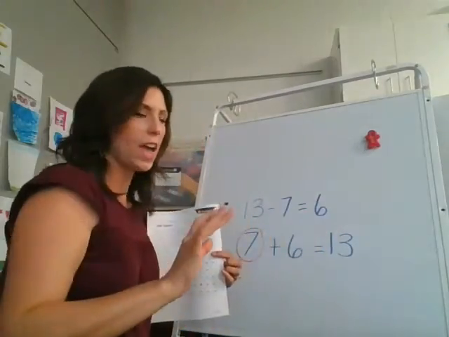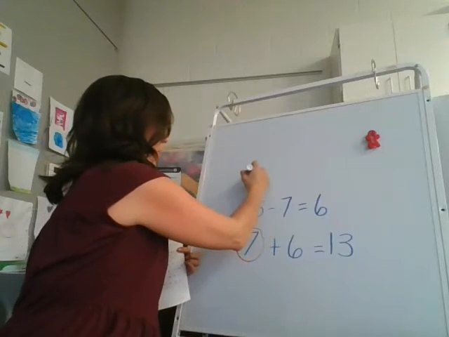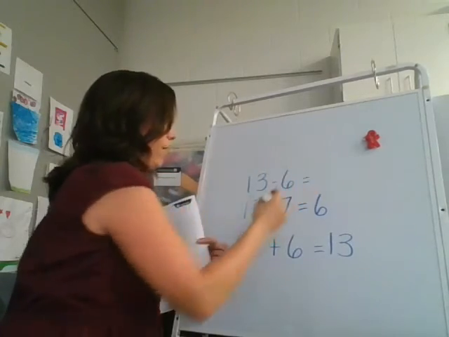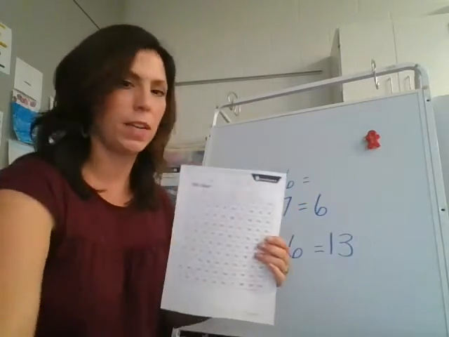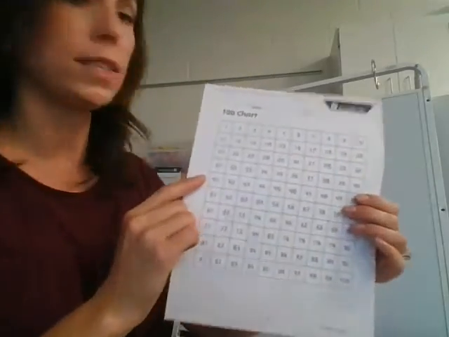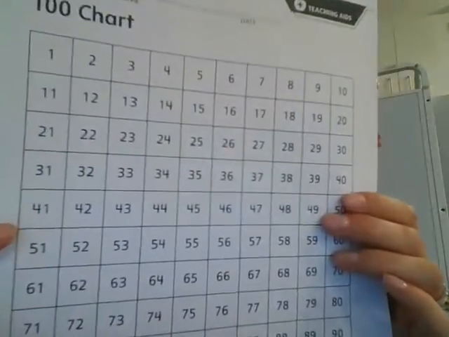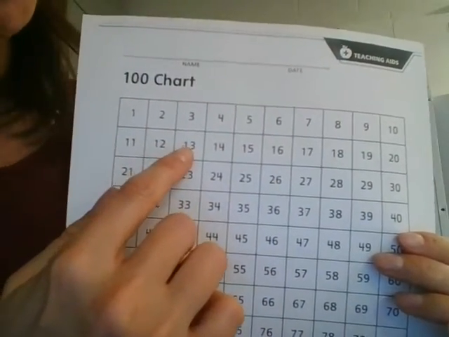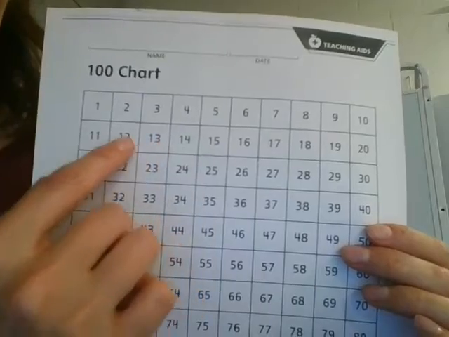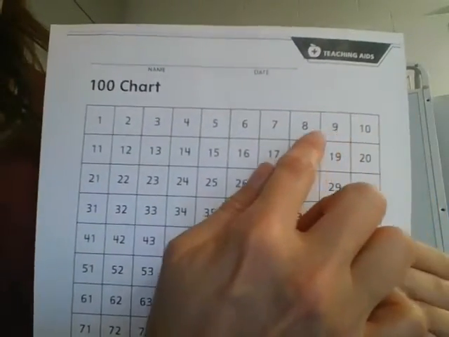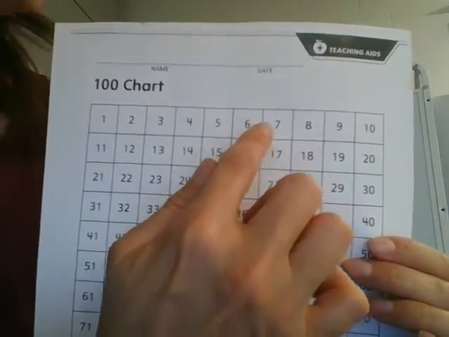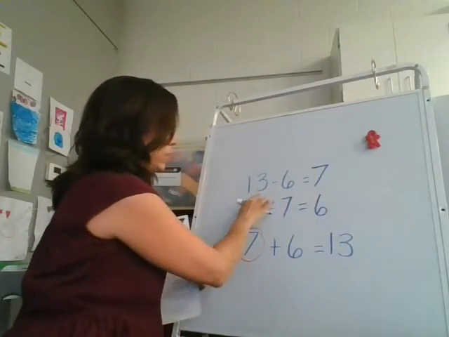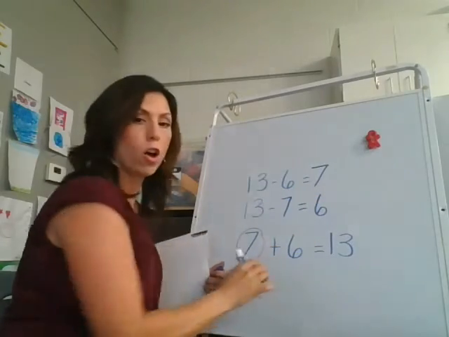Let's just try to take away the other number. Let's try to take away 6 this time and see if we get 7, just to check ourselves for some kicks and giggles. So 13 take away 6. We're going backward because we're subtracting. 1, 2, 3, 4, 5, 6. We get 7. Were we correct? Yes, we were. 13, 6, and 7 are all related.